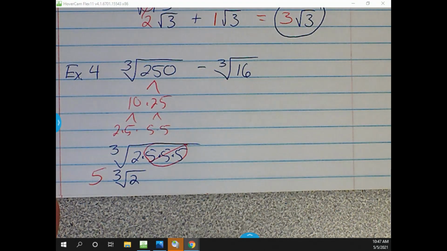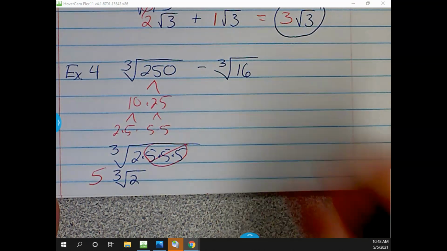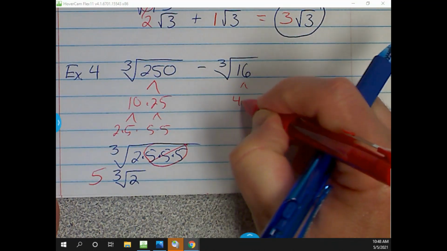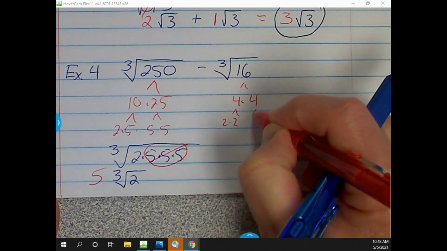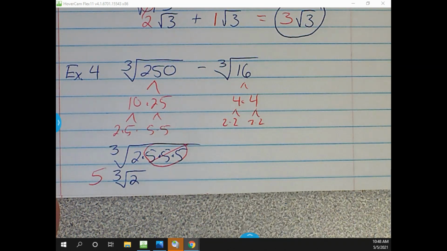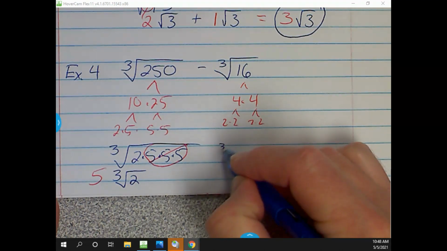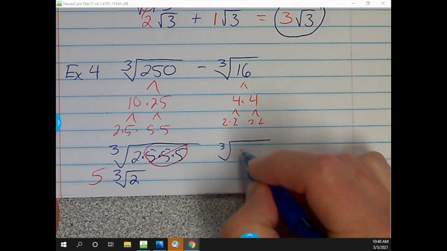And then we'll do the same thing with 16. Most of the time when we're doing these, there's a really good chance that whatever this number is, this one's going to have the same radicand. It doesn't have to, but most of the time we're going to do that. So with 16, that would be 4 times 4. That would be 2 times 2. There's another 2 times 2. So if we break this one down, it's the third root of 2 times 2 times 2 times 2.